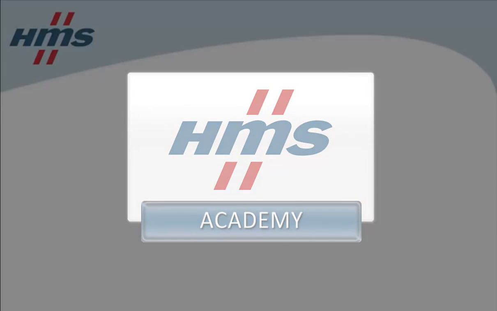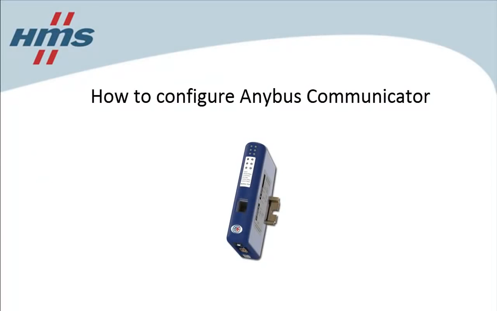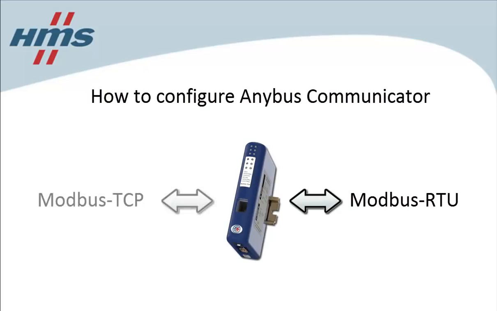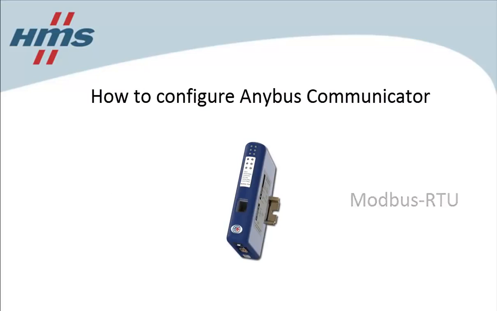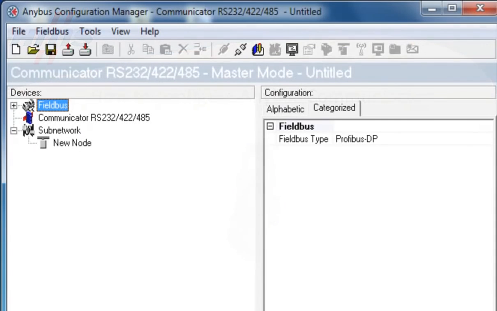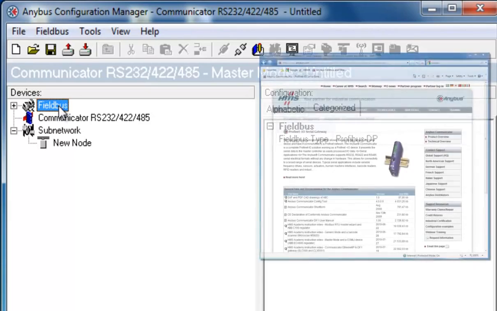In this demo, we will show how to configure the ModBUS communicator to handle communication between an industrial device running ModBUS RTU and an industrial network, in this case ModBUS TCP. We will handle the configuration in the ModBUS Configuration Manager software, which can be downloaded free of charge from ModBUS.com.